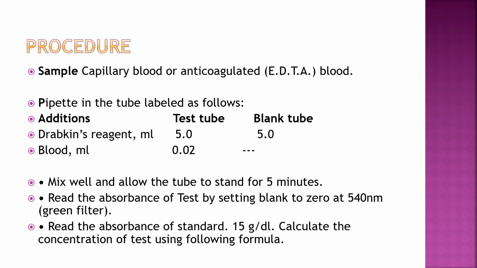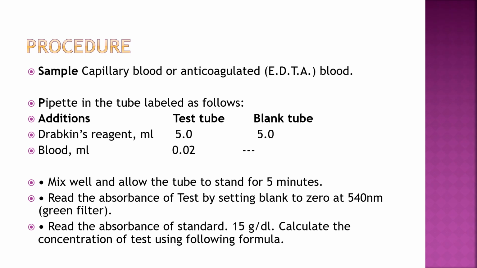Now we will see the procedure. The sample could be capillary blood or anticoagulated EDTA blood. Then we take two test tubes, one labeled as test and one labeled as blank tube. Now we add 5 ml of Drabkin reagent to each, 5 ml in the test tube and 5 ml in the blank tube. Then 0.02 ml or 20 microliters of blood is taken with the help of a Sahli pipette or auto pipette and added into the tube labeled as test.